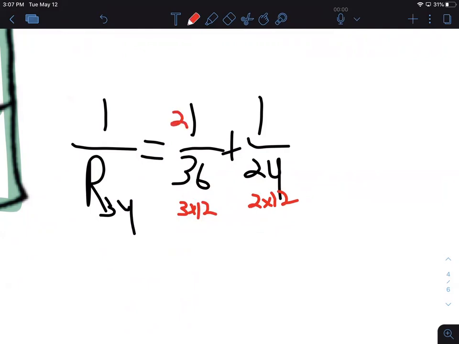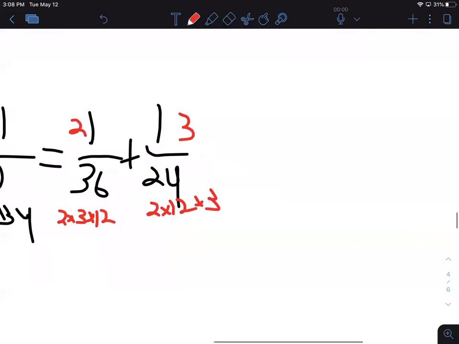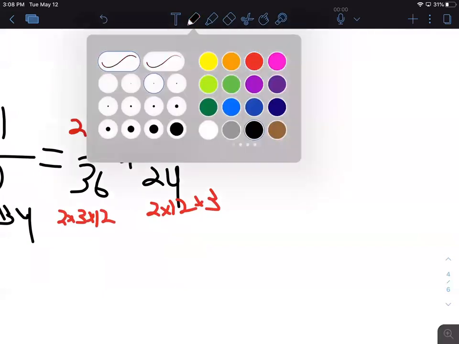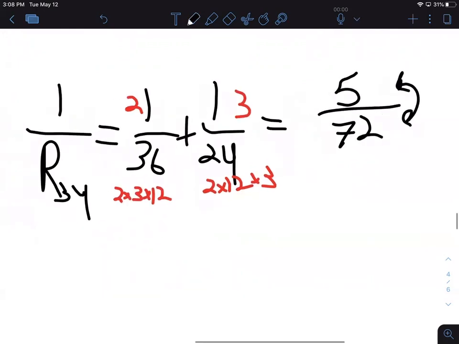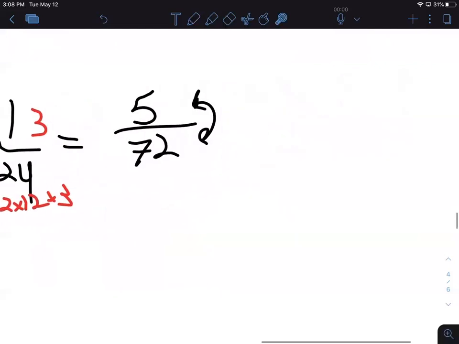So 2 times 2, 3 times 3. And now 2 times 3 times 12, 2 times 3 times 12. Same denominator. So this equals 2 plus 3 is 5 over 2 times 3 times 12, or I could just say, 2 times this, 72. Then we have to flip it to get our equivalent resistance. That's not a very nice number, 72 fifths.